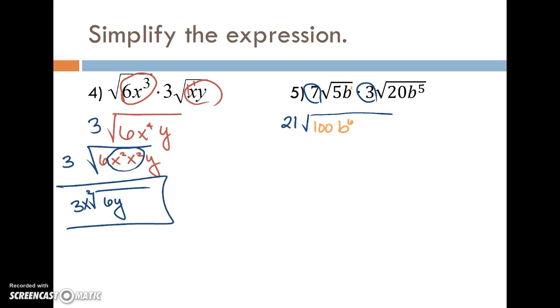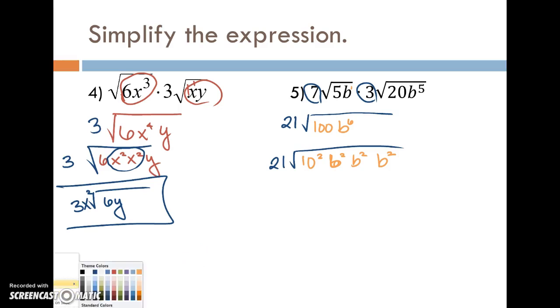Well, let's keep track of what we have and where we have it. So this 21 is still outside. I want to show you this a little bit more, so I'm going to expand it out. You can do this in your head, but just in case. 100 is like 10 squared. B to the 6th is b squared times b squared times b squared. So now, what can I take out? Well, I'm going to go ahead and rewrite that 21 so that I don't forget it.